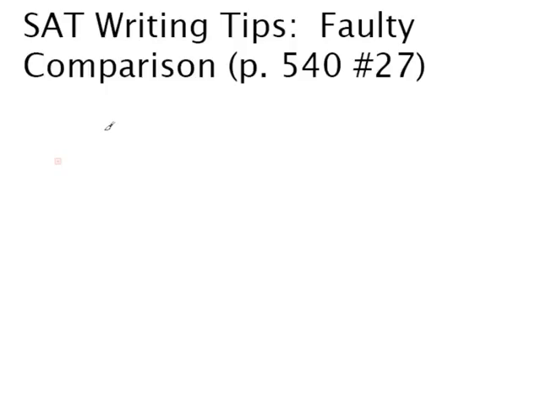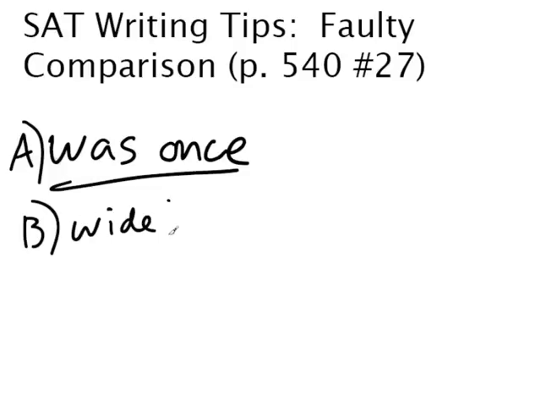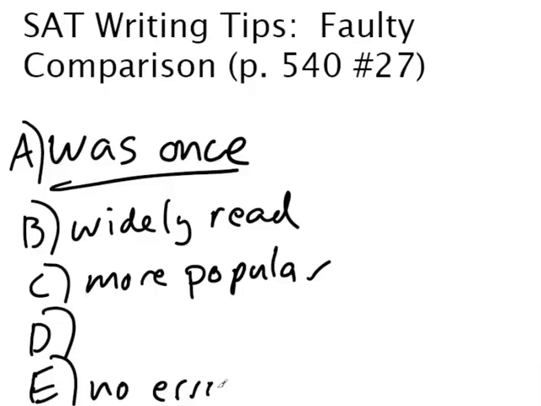So, the novel Pride and Prejudice by Jane Austen was once more widely read and was more popular in high schools in the United States than Charlotte Bronte. Okay, the novel Pride and Prejudice by Jane Austen was once more widely read. That's B. And was more popular in the United States than Charlotte Bronte. Now, of course, E, as always, is no error.